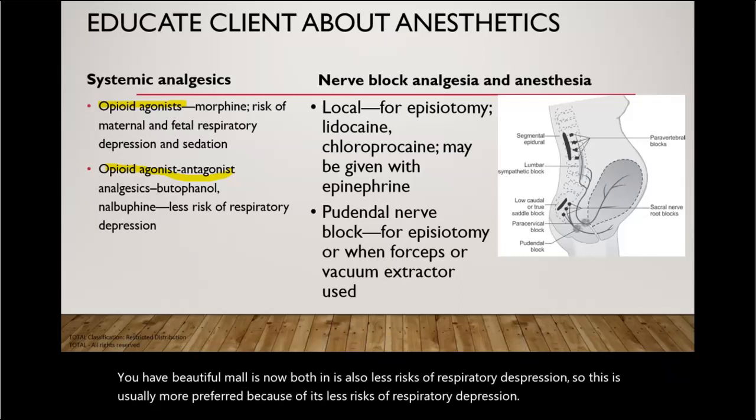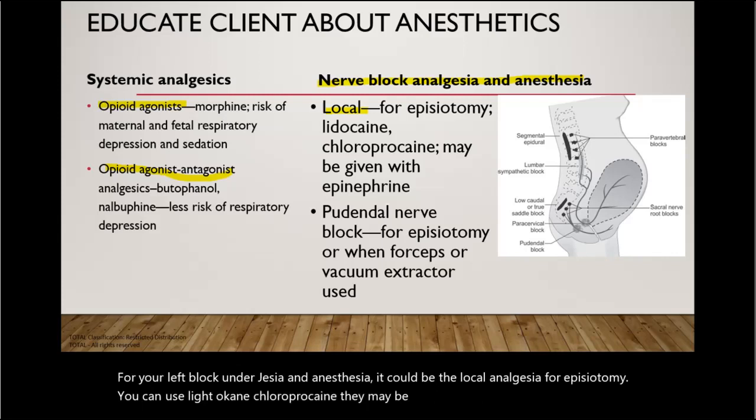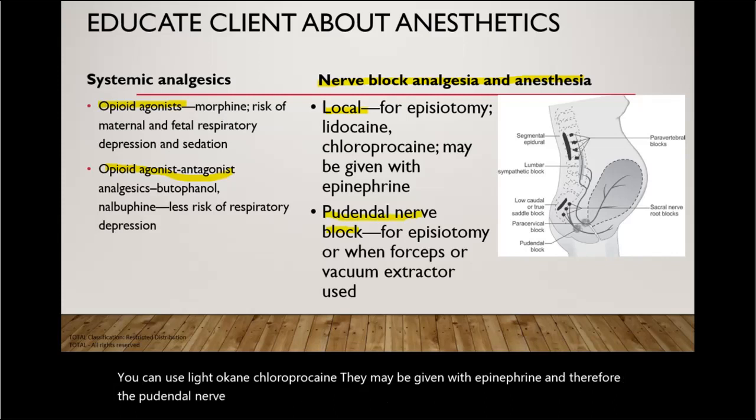For your nerve block analgesia and anesthesia, it could be the local analgesia for episiotomy. You can use lidocaine, chloroprocaine. They may be given with epinephrine. And then the pudendal nerve block could also be used for episiotomy or when forceps or a vacuum extractor is used.